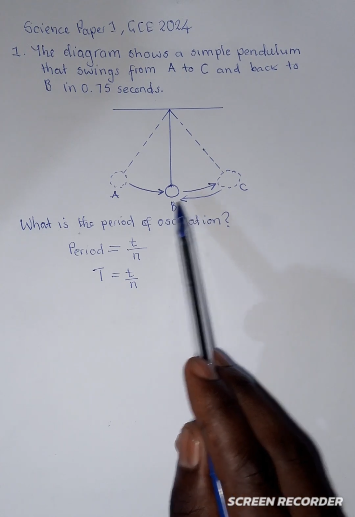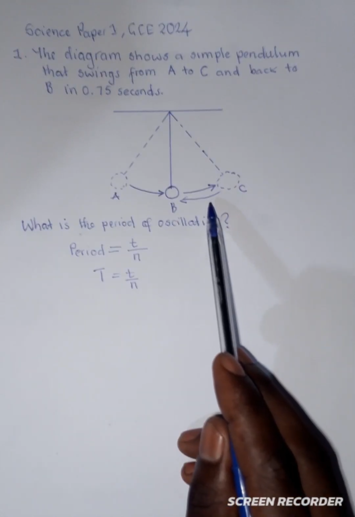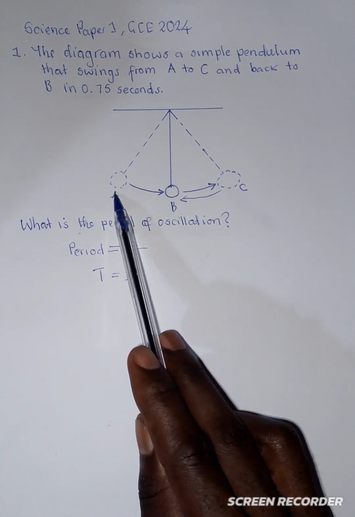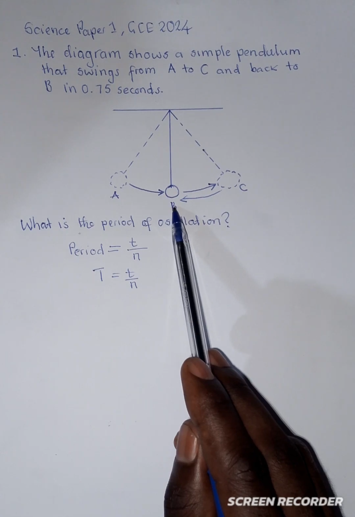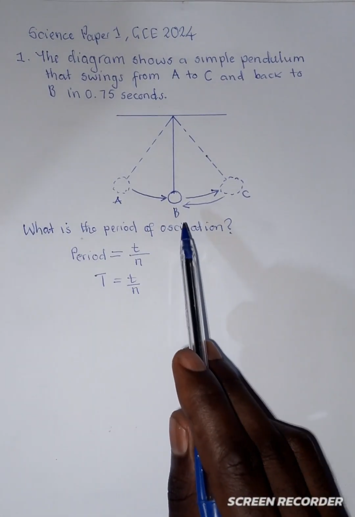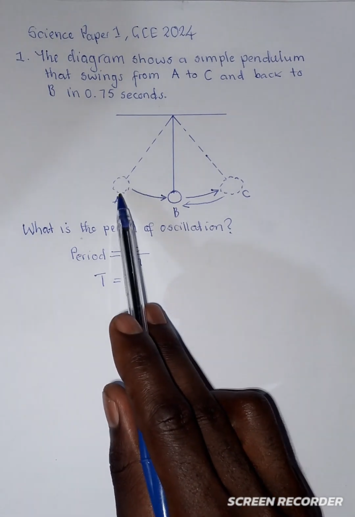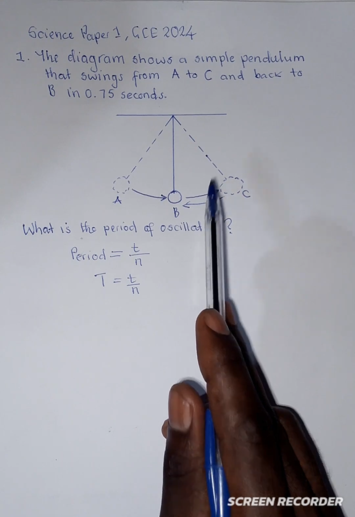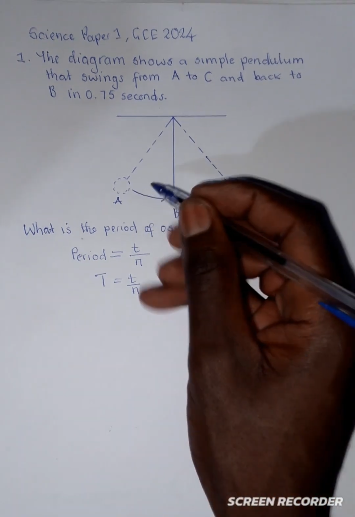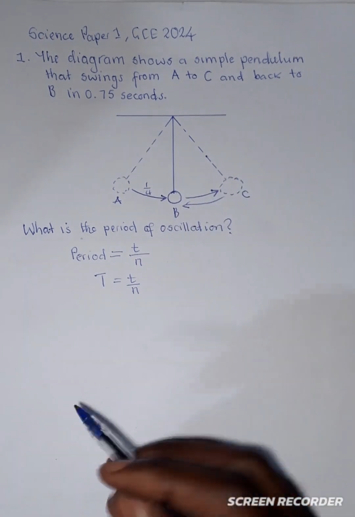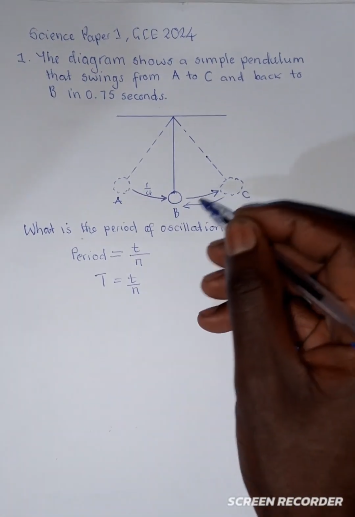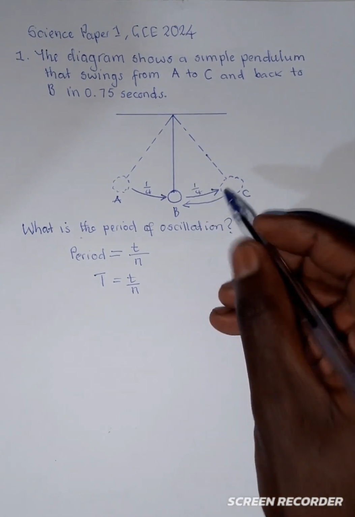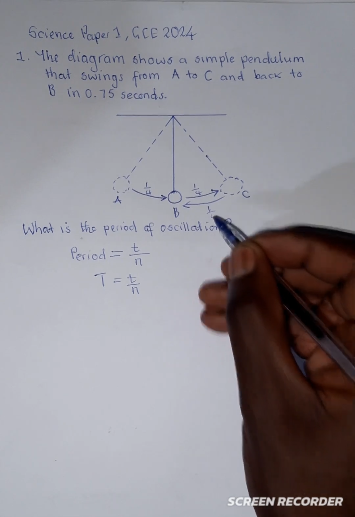Now in this case, the oscillation is incomplete. The swinging is ending at B. So it is moving from A to C and then back to B. From A to the midpoint, that is a quarter of an oscillation, 1/4. From the midpoint to C, that is also a quarter of an oscillation. From C to B, that is a quarter of an oscillation.